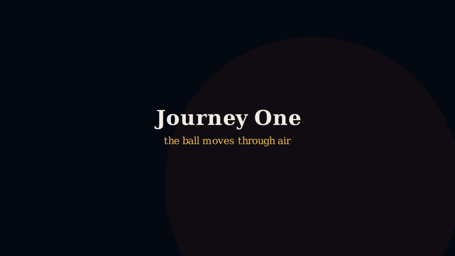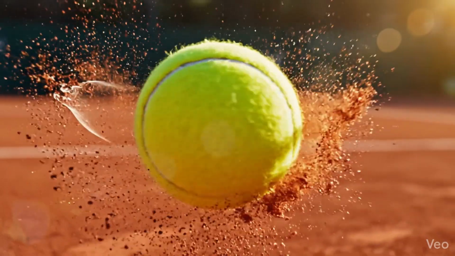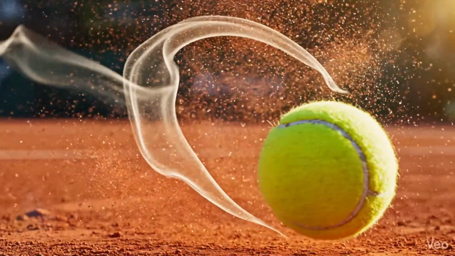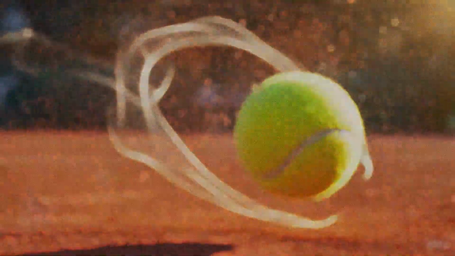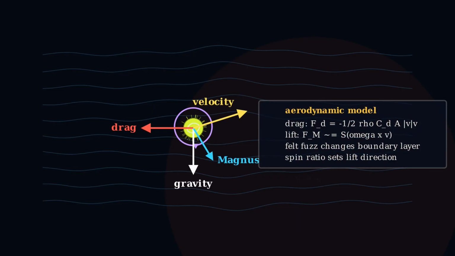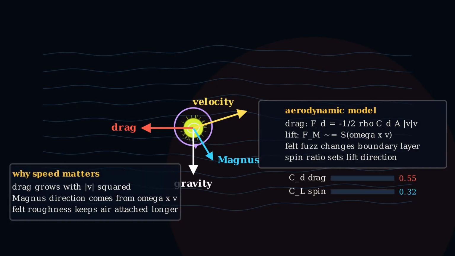Before the ball touches clay, it has to travel through air. Four ideas matter here: velocity, gravity, drag, and Magnus force. Gravity pulls downward. Drag points opposite the motion and grows with speed squared. The fuzzy surface of the ball changes the boundary layer of air around it.